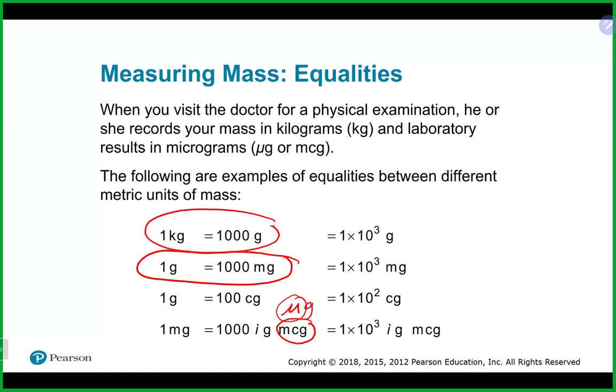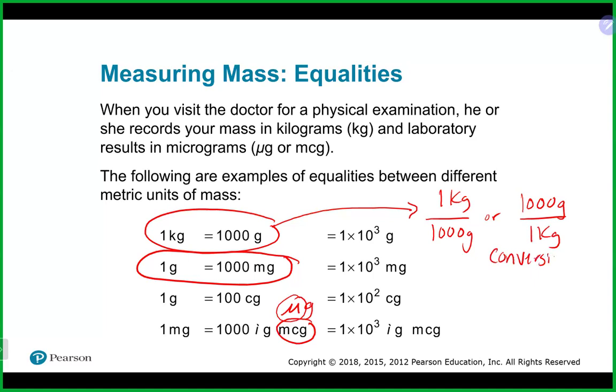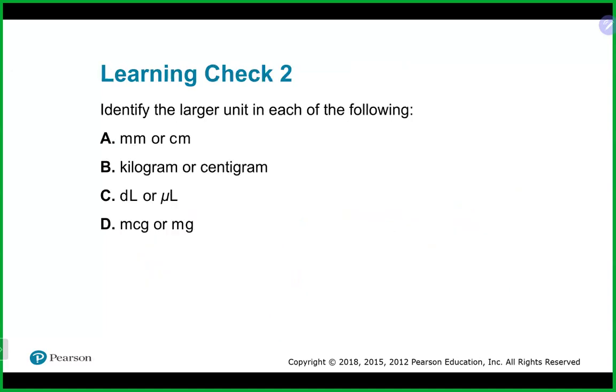For all equalities, any of these that we see here, you can basically set any of them up as conversion factors for every equality that you have. Very common mass equalities that we'll see a lot: find the larger unit, milligram, microgram or gram.